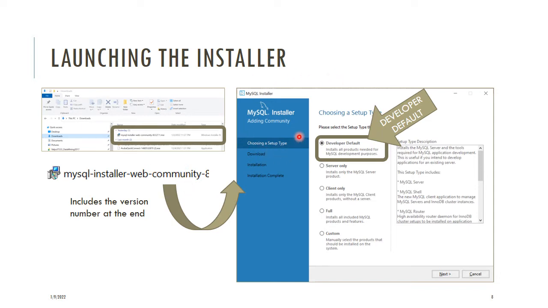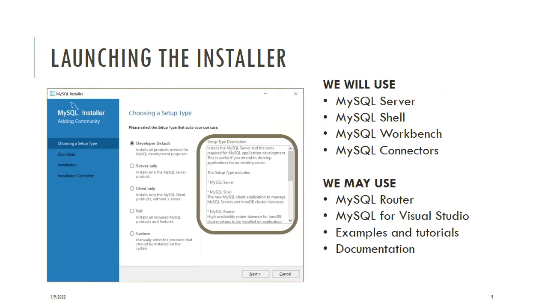Now before you proceed, please make sure that Developer Default is selected. Selecting any of the other options will cause you much more work later in the course. Alright, we've selected the Developer Default. In the most current version as of the making of this video, it will download onto your computer the following.